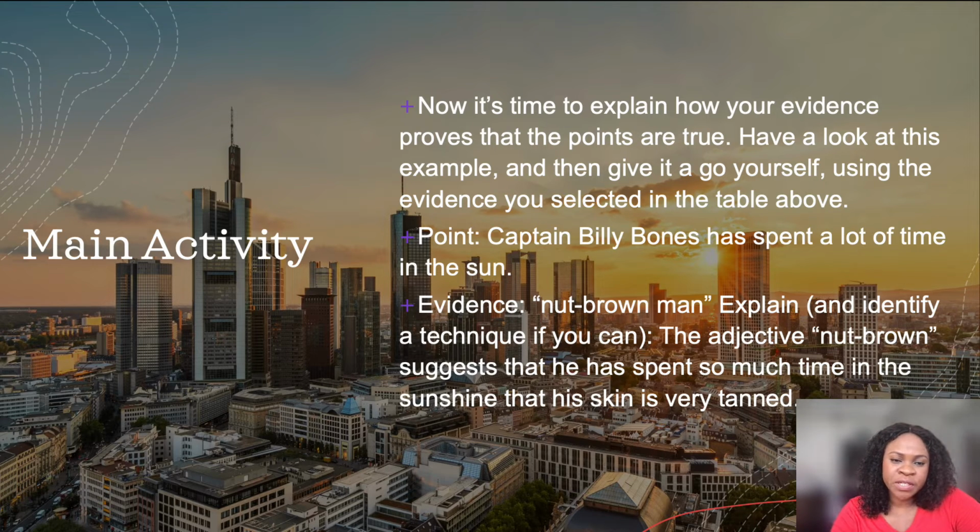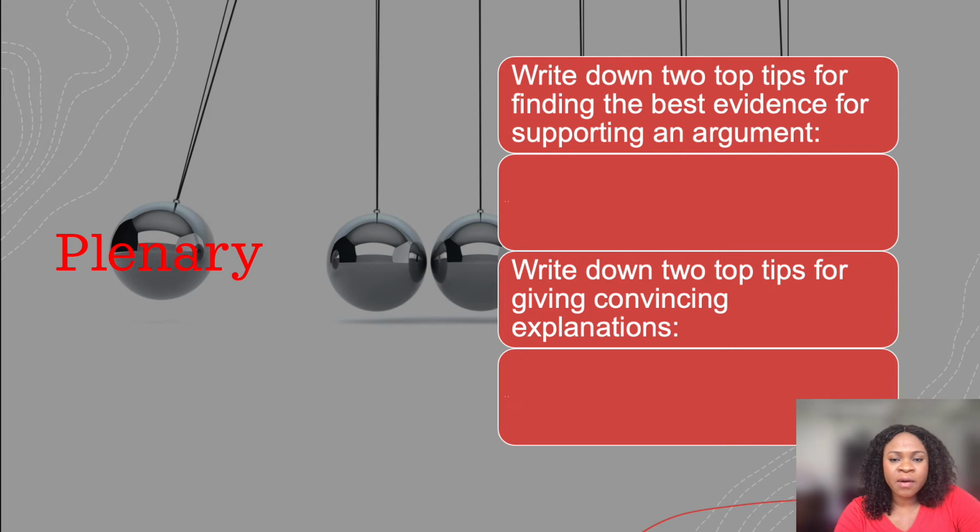Anyway, so the first point is Captain Billy Bones has spent a lot of time in the sun. And the evidence is the fact that he was described as a nut brown man. And explaining it and identifying the technique: the adjective nut brown suggests that he spent so much time in the sunshine that his skin is now very tanned. That's a way of looking at that. So I'd like you to spend some time, go back to the text and find points and try to bring evidence from within the text to prove those points.